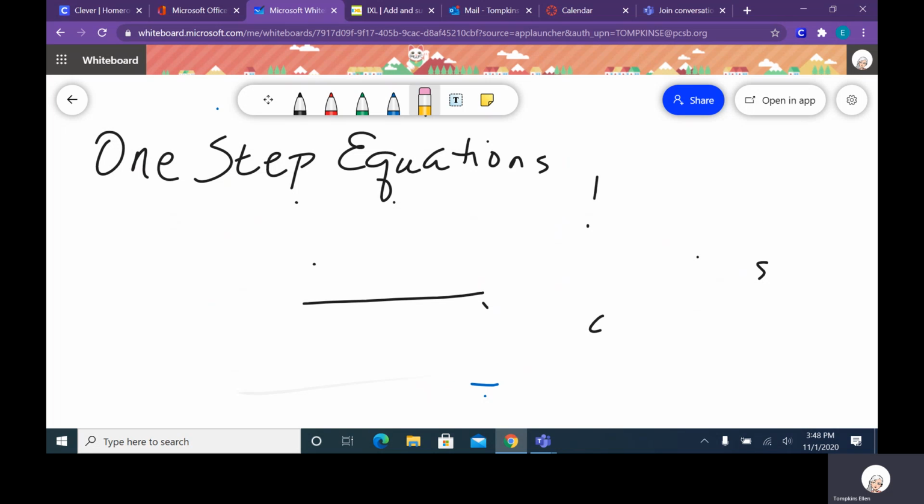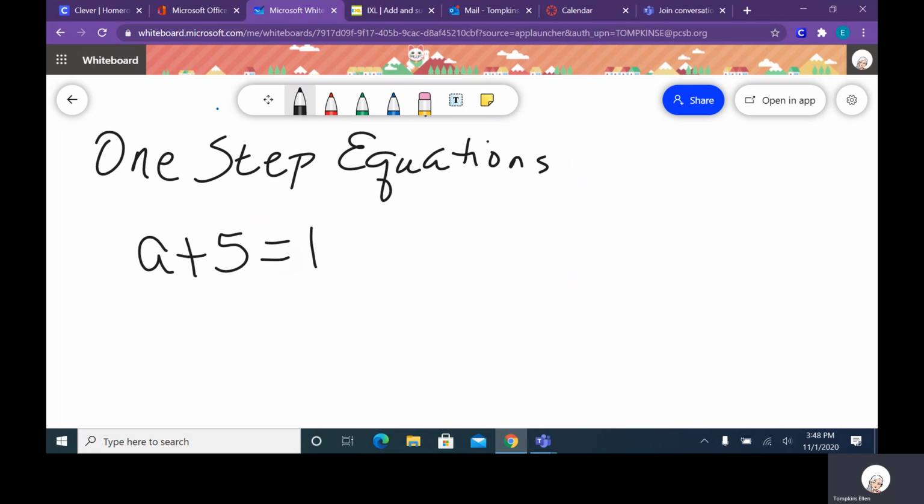And again, you will probably be able to do this mental math, but I want you to see the process of writing it down. So if I have a plus 5 equals 15, you already know that a is going to be 10. But with inverse operations, you're going to look at that number that's hanging around with the letter A, the variable, and that's the number you're going to get rid of. You're going to peel it off or undo it or move it to the other side.